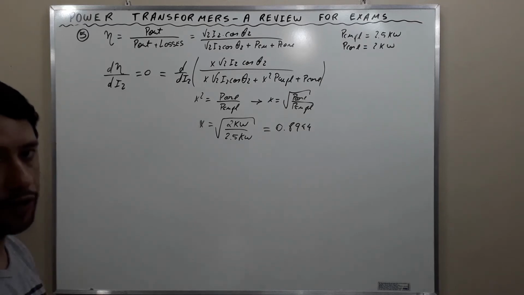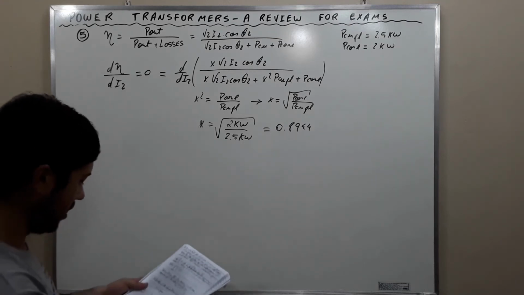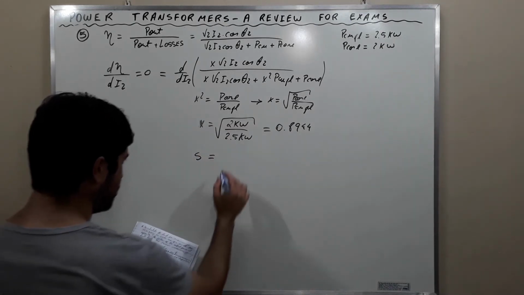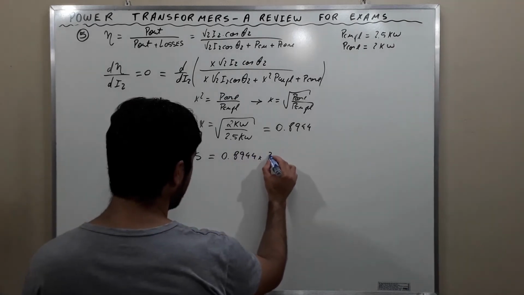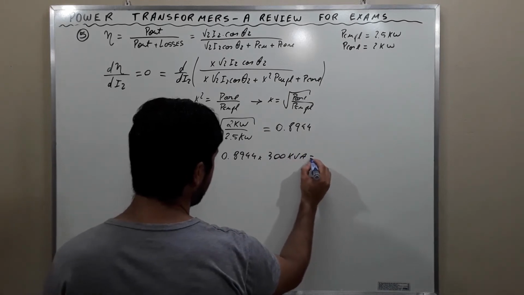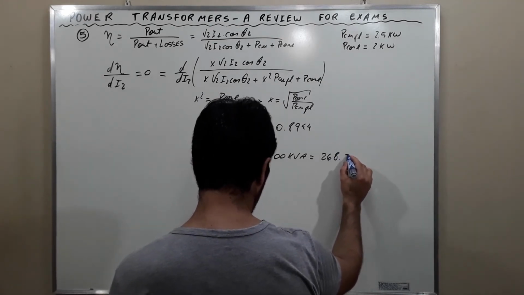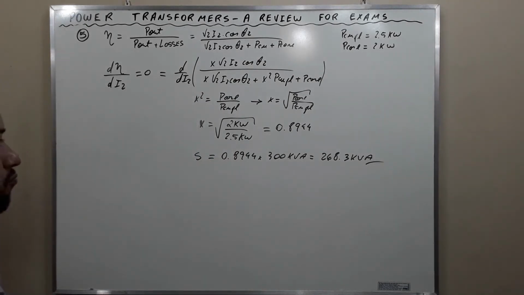And when we apply this to the power rating of the transformer, it was said it is a 300 kVA transformer. Then it is going to be S equal to 0.8944 times 300 kVA, and it is equal to 268.3 kVA. This is the load that if connected to the output terminals of the transformer will enable maximum efficiency.